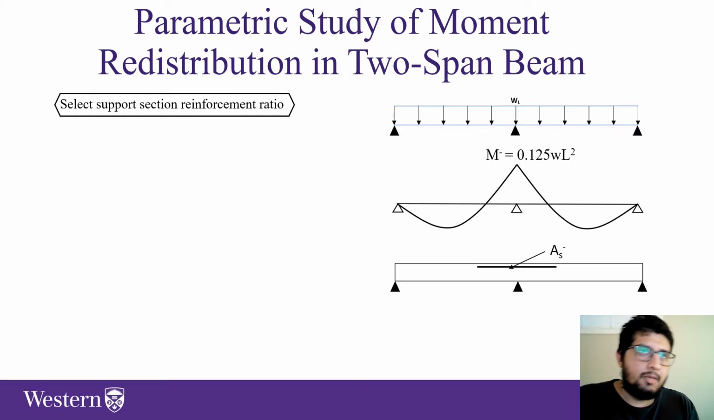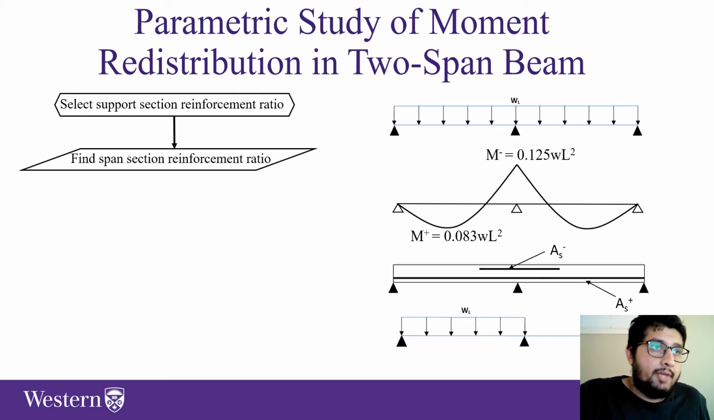So to conduct the parametric study of moment redistribution in two-span beams, we have to start with the interior support reinforcement ratio selection. And when we're determining the moment at the interior support, we have to assume that the live load is being applied on both spans. Then once we're finding the span section reinforcement ratio, we're assuming that the live load is applied on one span because that's a critical case when designing the span section in a two-span beam.